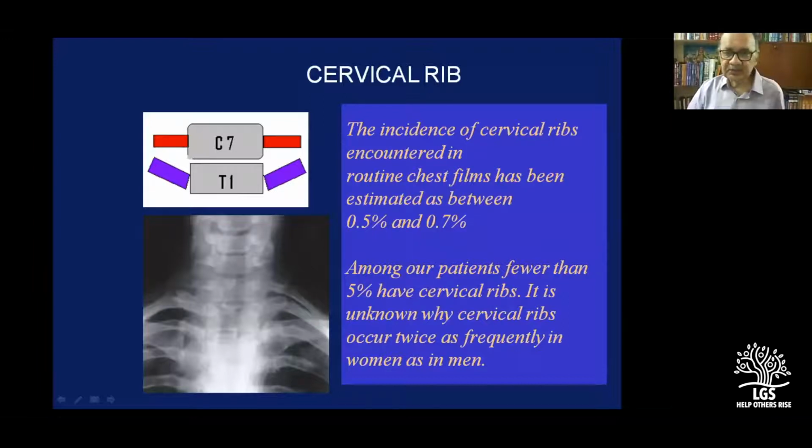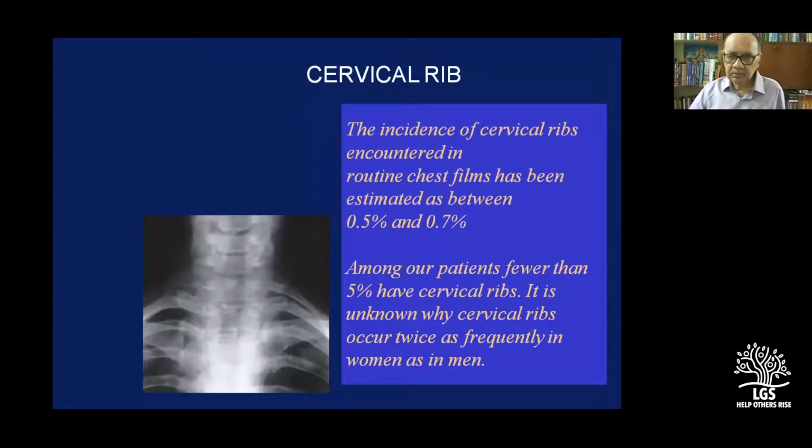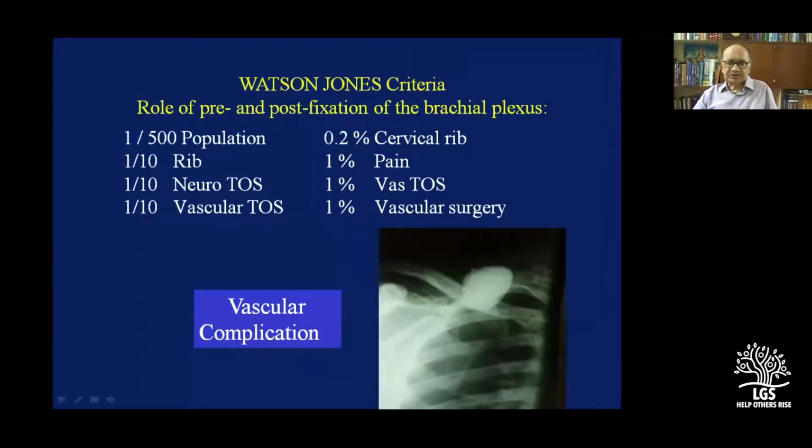The incidence of cervical rib encountered in routine chest films, as I have told you, is 0.5%. It occurs twice as frequently in women as in men. Watson-Jones criteria: if a well-formed cervical rib is present, it does not produce neural symptoms. It produces more arterial symptoms. They did an extensive anatomical study of pre and post fixation of the brachial plexus.